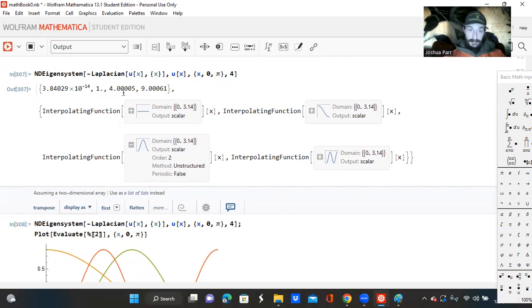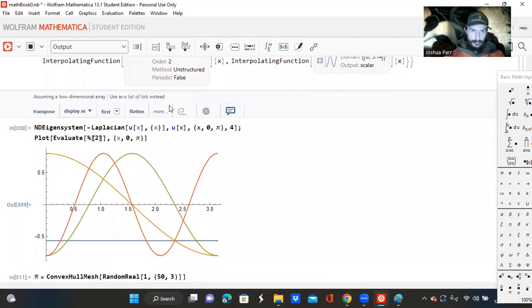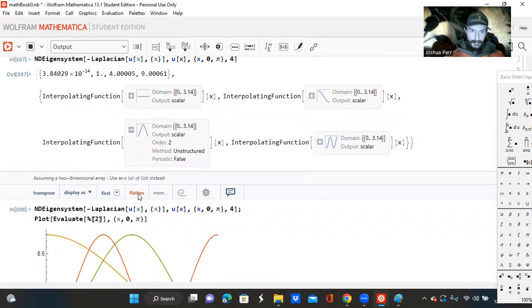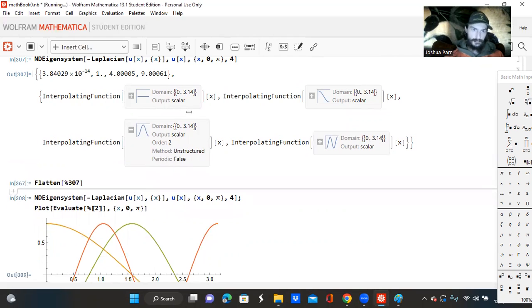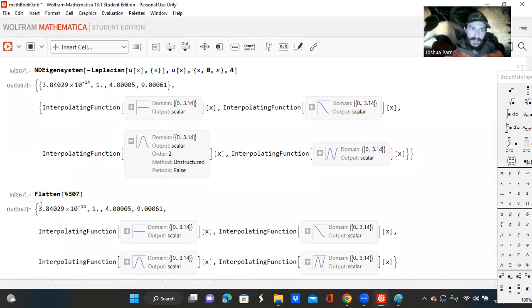Gave me the answers I was looking for. 1, 2, 3. For 4 of them, 1, 2, 3. I want to flatten that. It gave me the option to flatten it, but it didn't actually do anything.